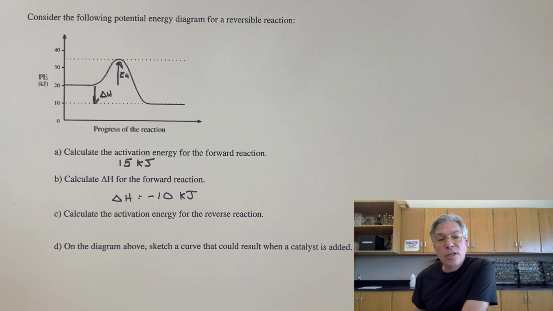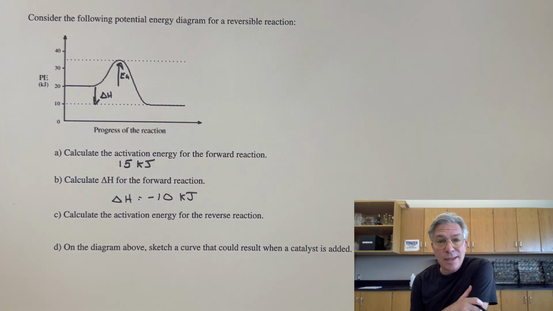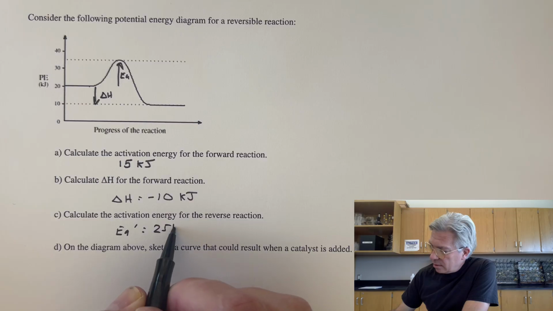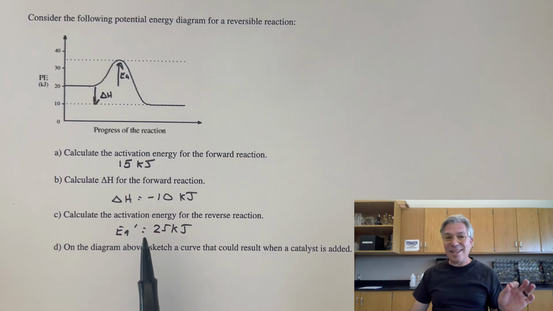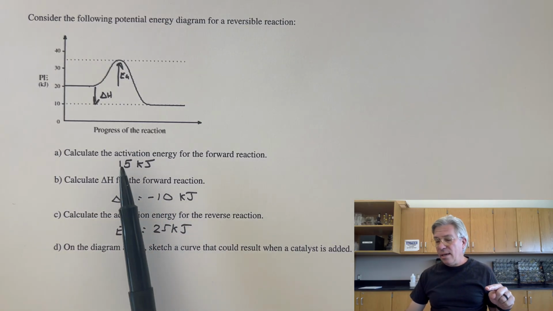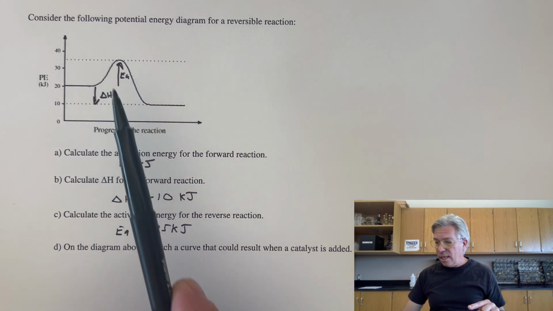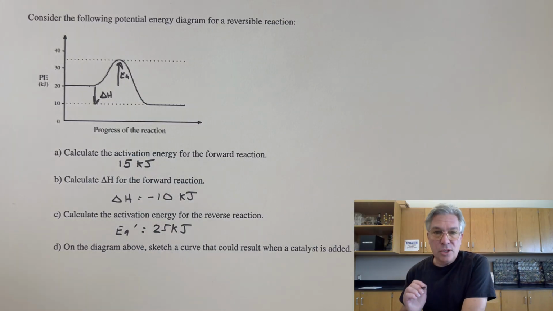And then calculate the activation energy for the reverse reaction, going from here up and over the peak back to the start. Give you a second, pause the video, and I'll see you back here in a second. All right, and if you came up with 25 kilojoules, then congratulations. And you might have noticed that this activation energy for the reverse reaction is actually the sum of the delta H and the activation energy for the forward reaction. We had to go up 15, and then we ended up down 10, so that's a difference of 25 on the scale. So, good job if you saw that.